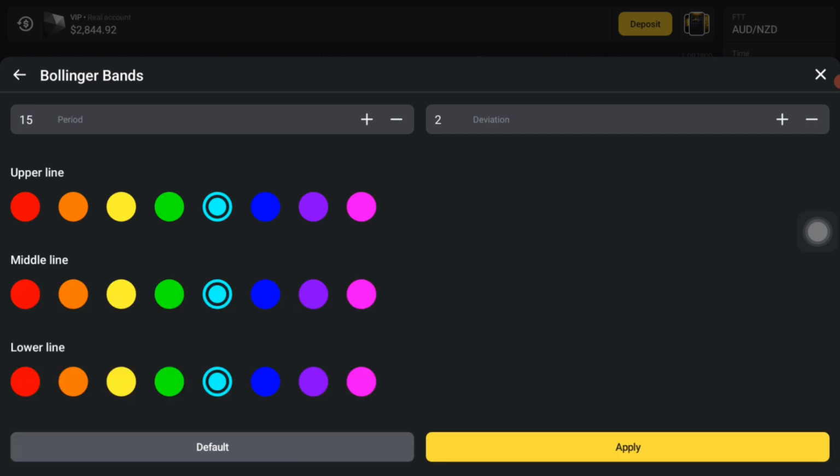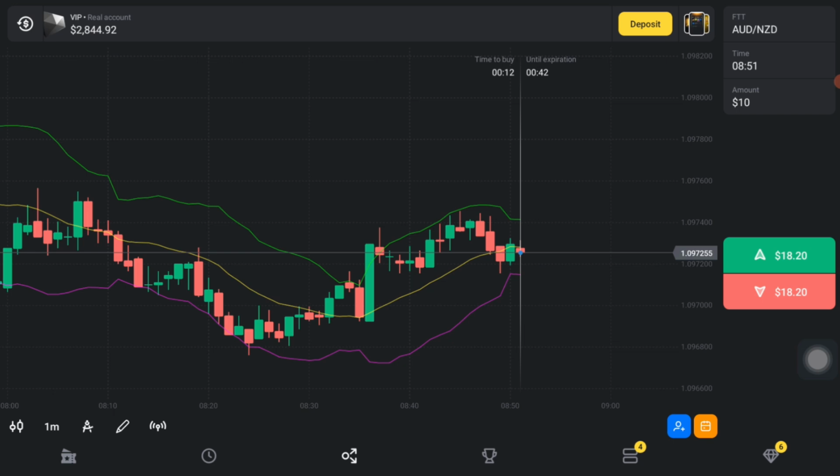The second thing we are going to do is to change the colors. You can see the upper line, we are going to change it. Let's say we change it to green, and the middle line we are going to change to something like yellow, and the last one, which is the lower line, we are going to change to something like pink. Okay, let's go ahead and apply it. Now the indicator is set.